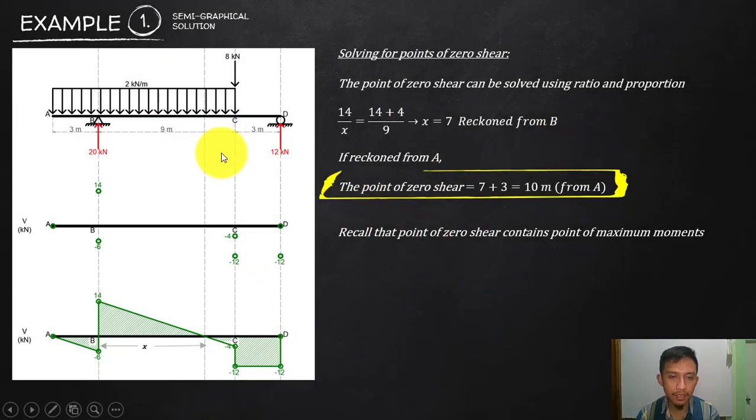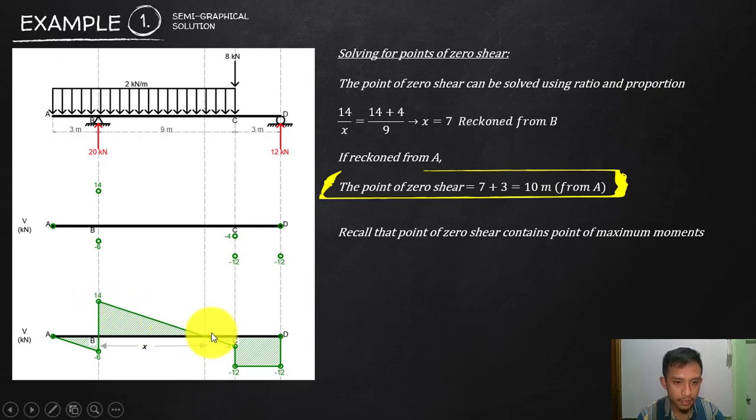But first, before we do that, since we can see here there is a zero shear, we need to solve that one. So again, forget about the equation since we are using a semi-graphical or simply a graphical method. So let's say we do not know the equation. So how are we going to solve that? By graphical or by geometry, of course.